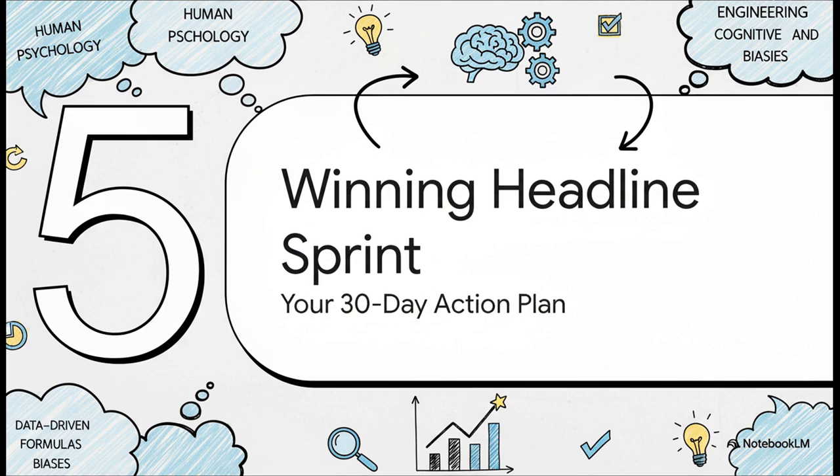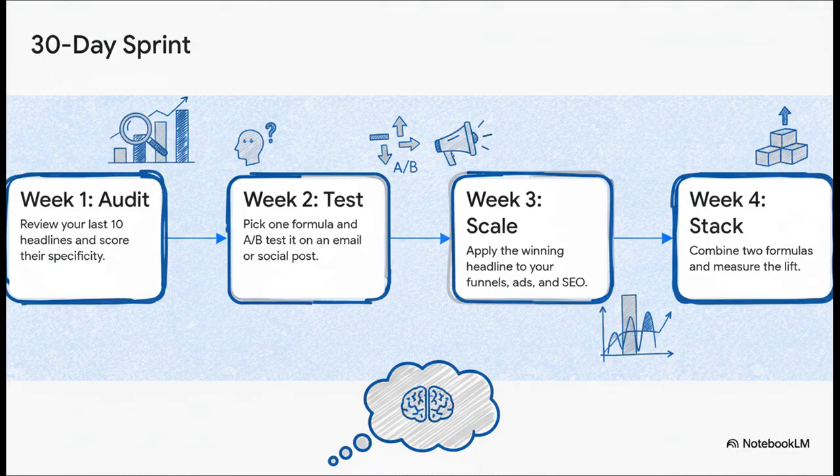Now, knowing all the theory is great, right? But putting it into practice is what actually gets results. So let's wrap this all up with a simple, actionable plan that you can use to get started with this stuff immediately. Here it is, your 30-day sprint. In week 1, just audit your last 10 headlines. See where you're at. Week 2, pick just one formula from this explainer and A/B test it.